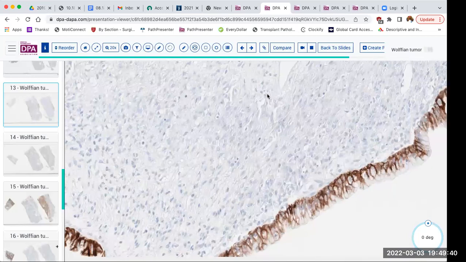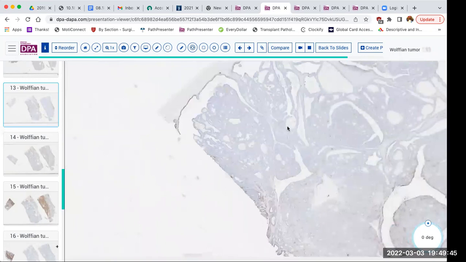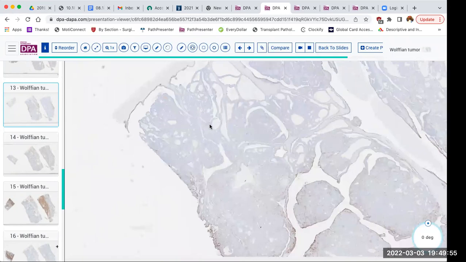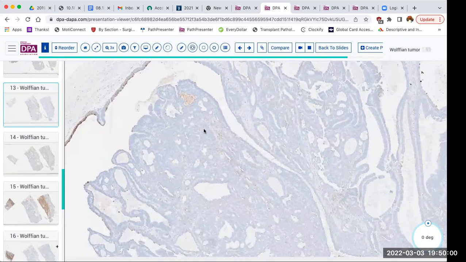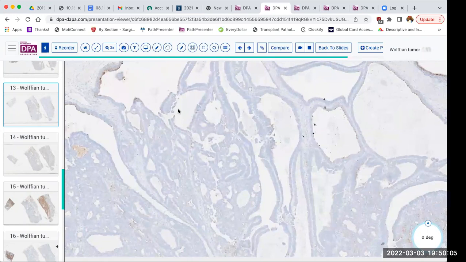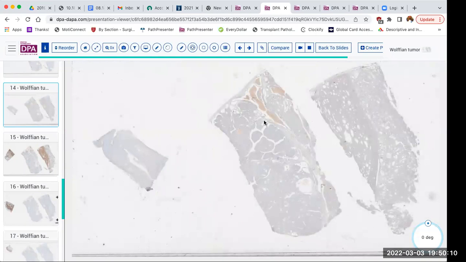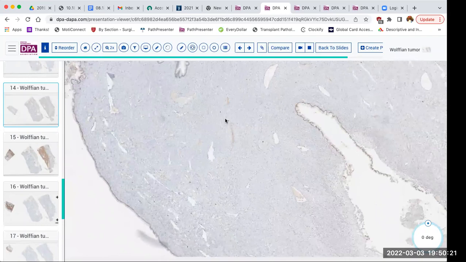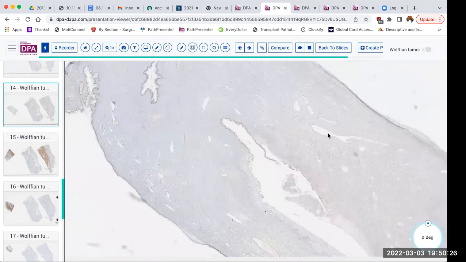All right, so this is CK7, and the tumor is negative with CK7, which should help us to largely exclude endometrial carcinoma. Most endometrial carcinomas will be strongly CK7 positive, and we just have maybe a little bit of patchy positivity here and there, not in the bulk of the tumor. So that helps to exclude endometrial carcinomas from that standpoint. And what's this stain here? I believe this is PAX8, and the tumor is negative for PAX8.